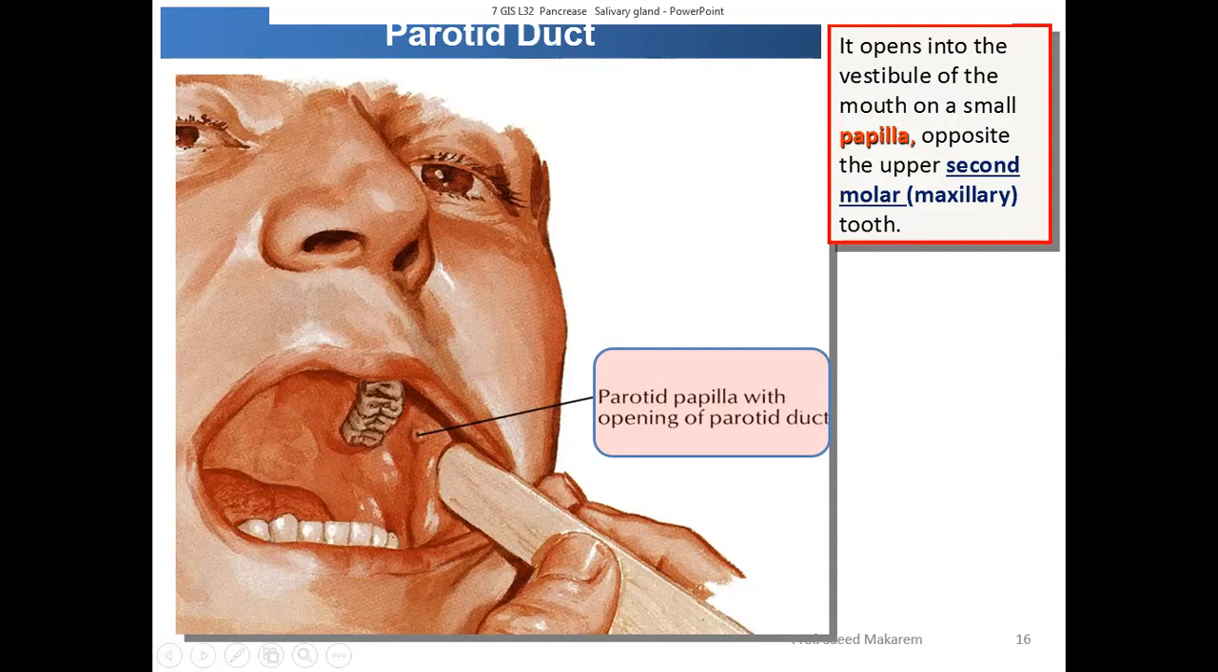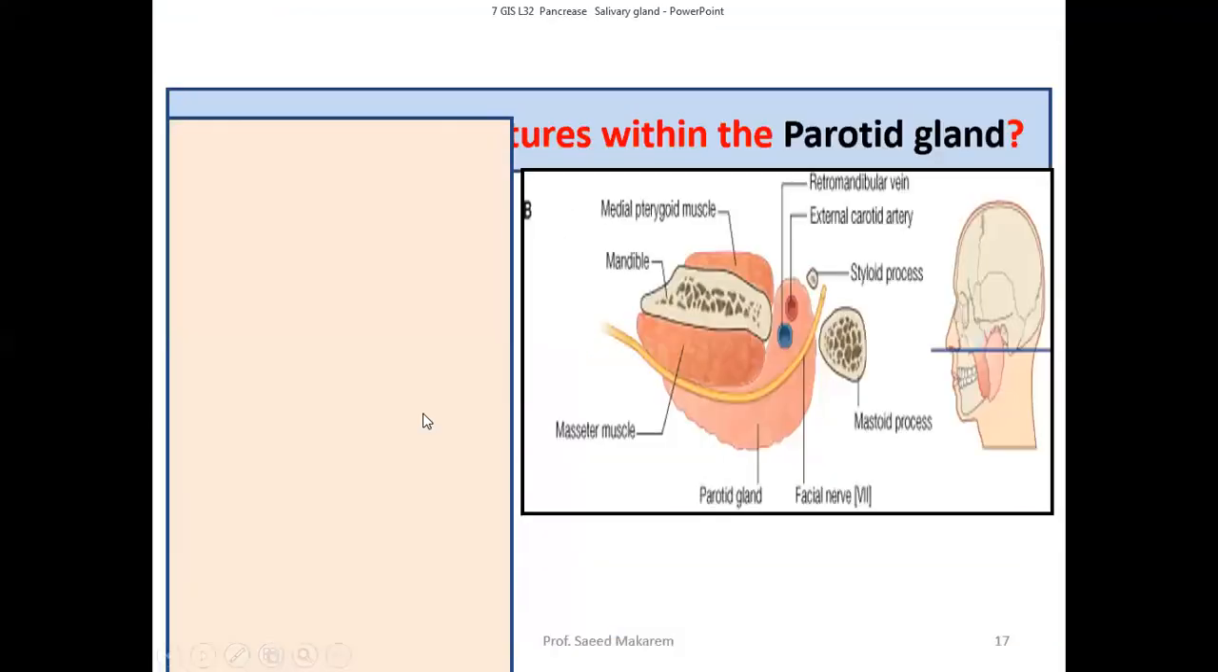So this parotid duct will be opening into the vestibule of the mouth on a small papilla. So this opening is the papilla, opposite the second upper molar tooth. Just behind the second upper molar tooth, this is the opening on either side, both sides. The upper second molar tooth will be the site of the opening of the parotid duct.